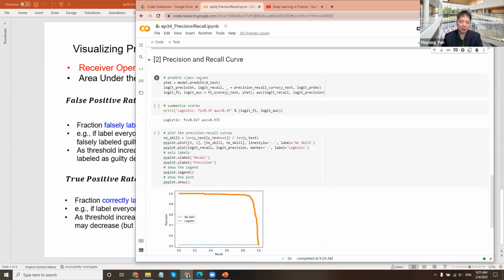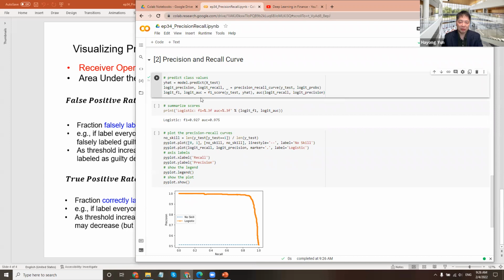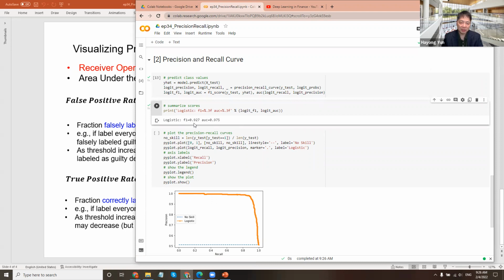Now, another definition is precision and recall. So let's have a prediction in the test data and call it y hat. Okay, and let's have precision, recall from the logit. Okay, and F1 and AUC, F1 score. So the logit model has an F1 score of 92% in the test data. It's lower than the training situation because it's unseen data. The area under the curve is pretty good, it's 97%. So actually the logit model is doing pretty good.